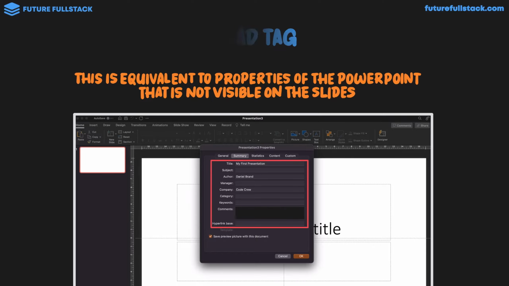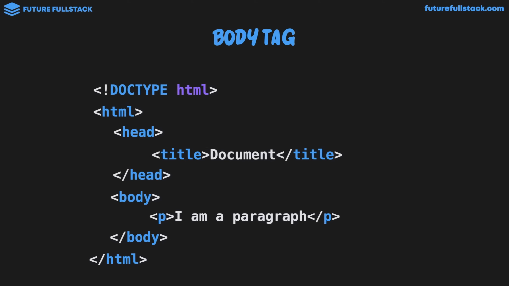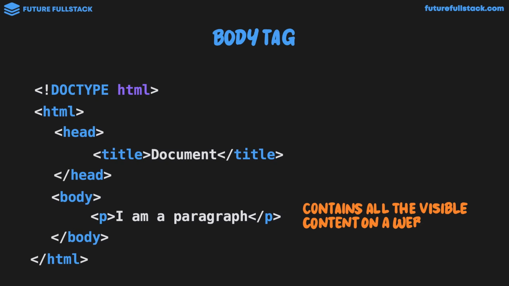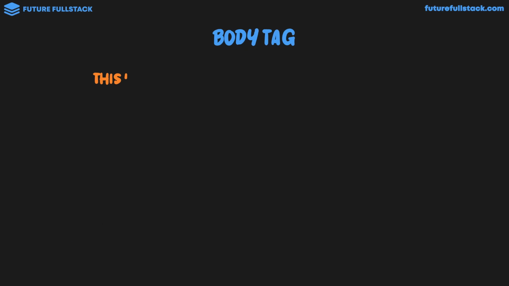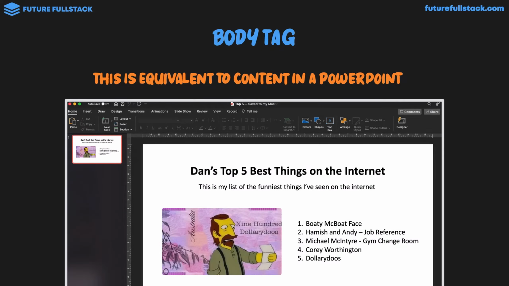The final section of the HTML boilerplate is the body tag. The body tag contains all the visible content on a web page. In this example, you can see a single paragraph, but in real-world HTML documents, this is where the meat of the HTML is. There is usually a lot more here. In our PowerPoint analogy, this is equivalent to the content in a PowerPoint, things like headings, images, and lists.